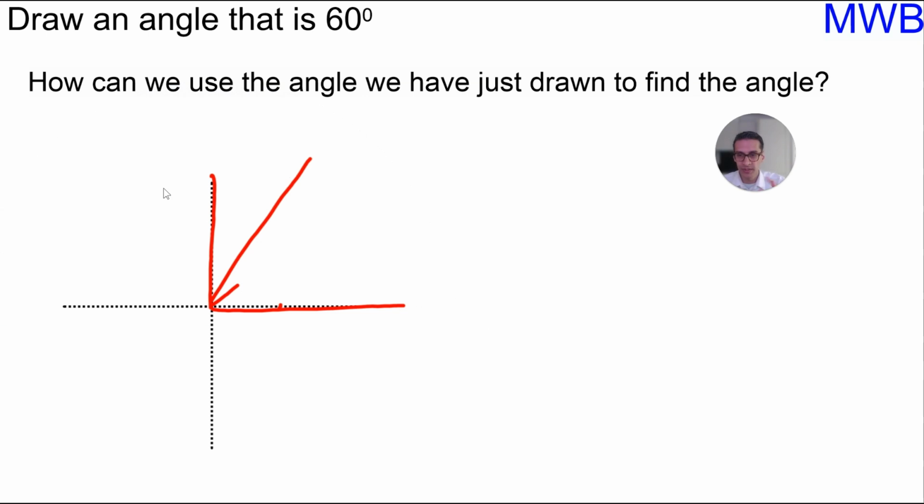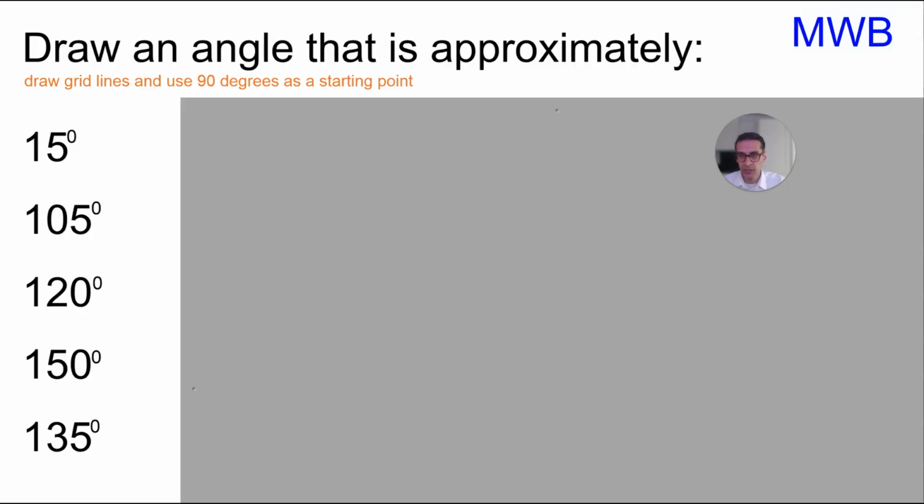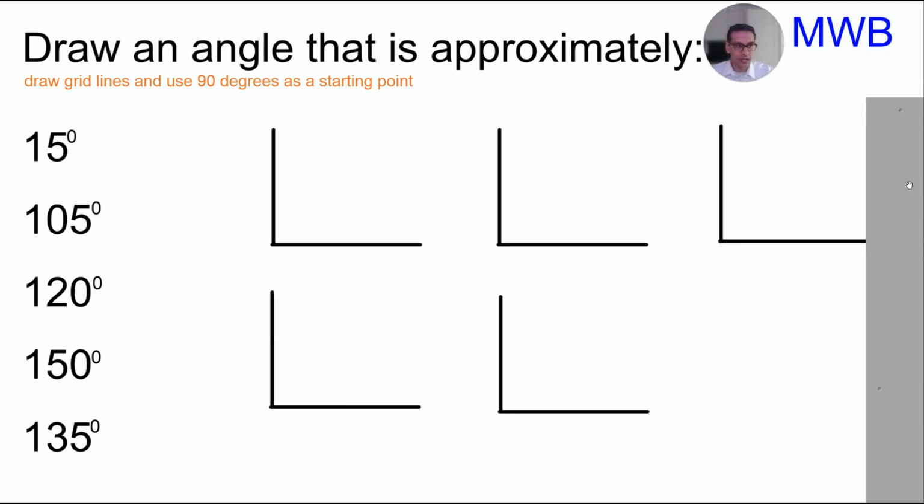So this type of sketching is going to be quite important, and we'll look at how to use a protractor later. Now, this is going to be one-sided because it's a video, so I'm not going to be able to check your work, but if you could have a go at sketching these angles out, start from drawing a 90-degree angle and then sketch what these angles might look like. Pause the video, have a go, and then I'm going to show you some examples of these questions.